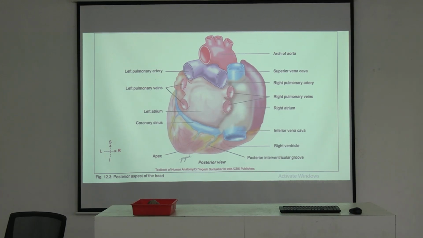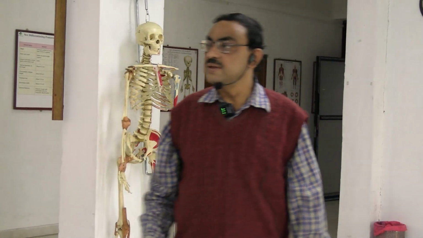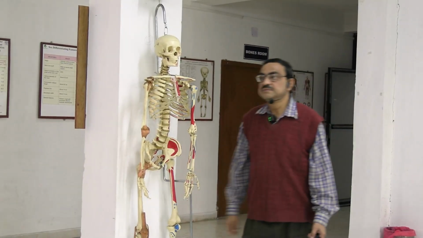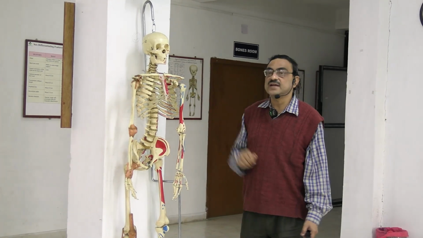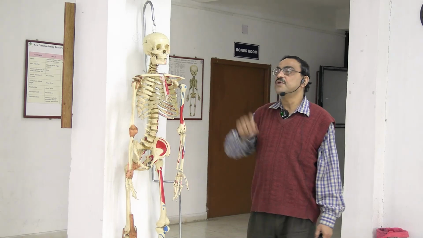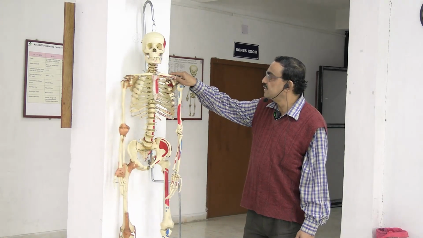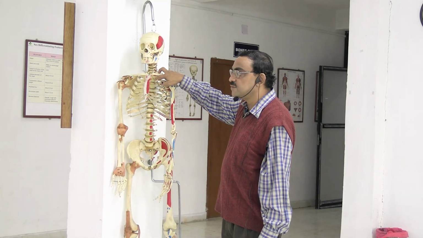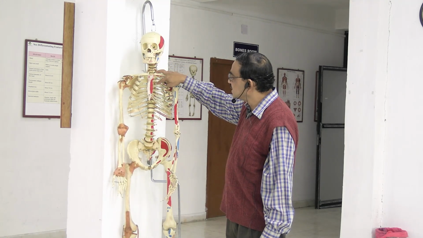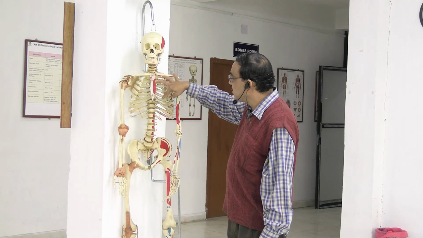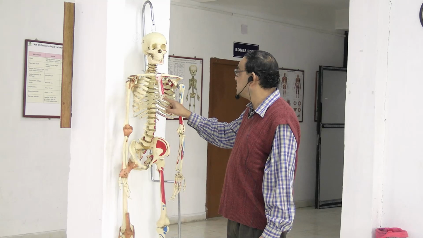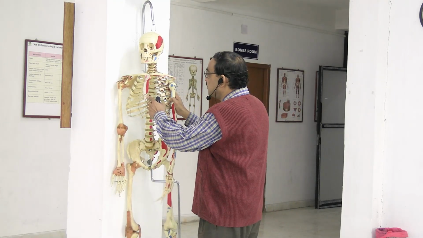Now this apex is very important, where it is located. It is in the 5th intercostal space, 9 centimeters away from the midline. So let us count. This is the second one. The first one is covered by the clavicle. Second space, third, fourth, fifth. This is the 5th space, and around 9 centimeters away from the midline.